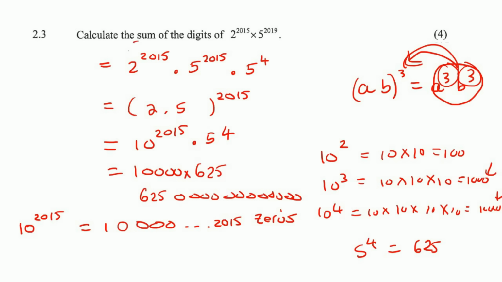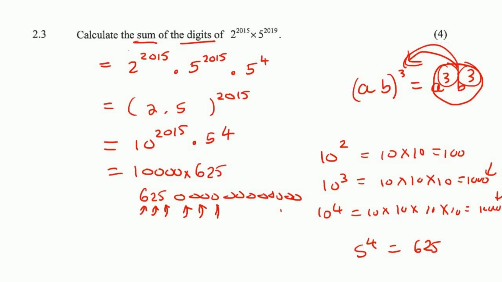But they want us to calculate the sum of the digits. So they just want us to add these numbers together. So it doesn't matter how many zeros you add, because on the planet where I'm from, if you add 0, it doesn't change anything. So we actually just need to add the 6 and the 2 and the 5. So we can just say 6 plus 2 plus 5. This was just an example, by the way. It would be a number that's got 2015 zeros. But if you say 6 plus 2 plus 5, that's just going to give you 13.